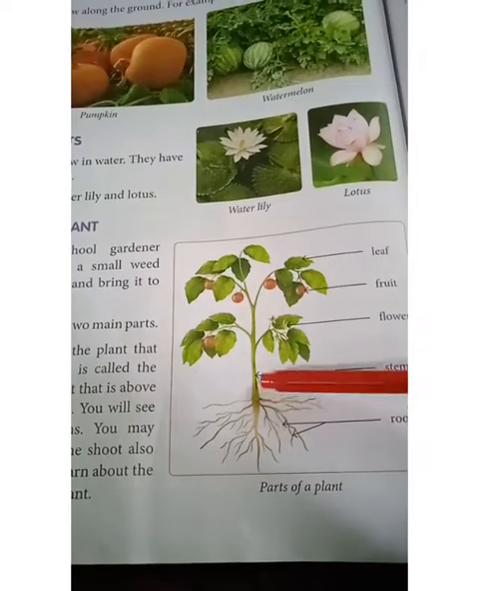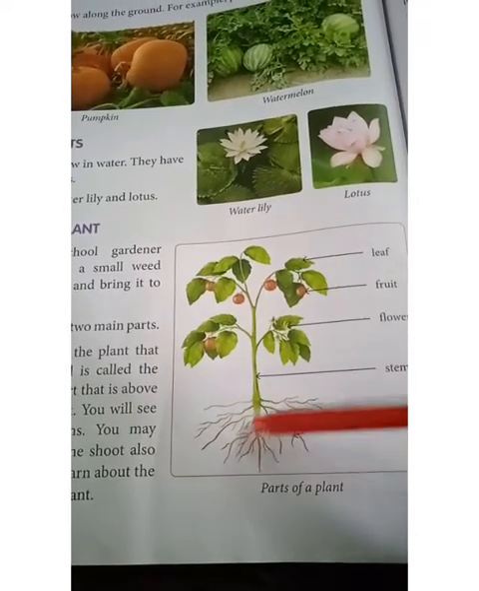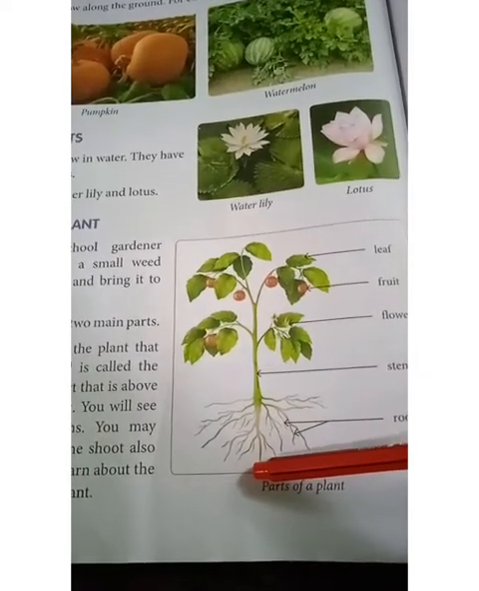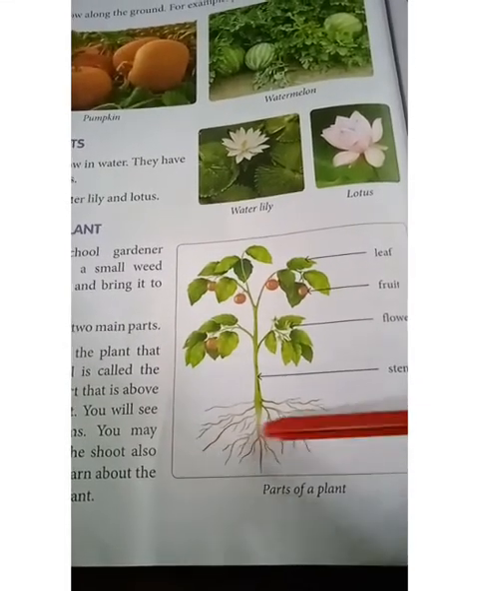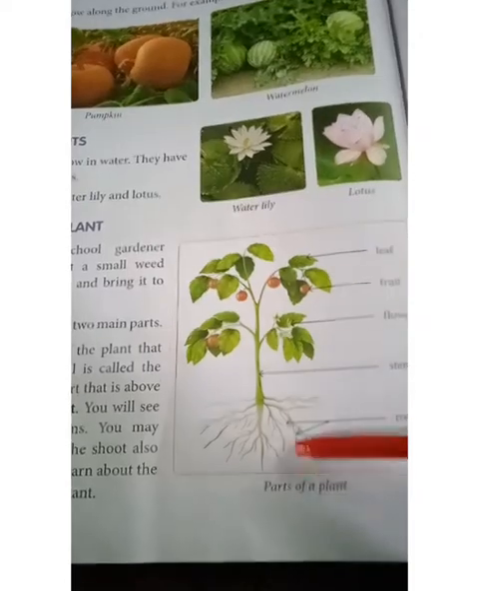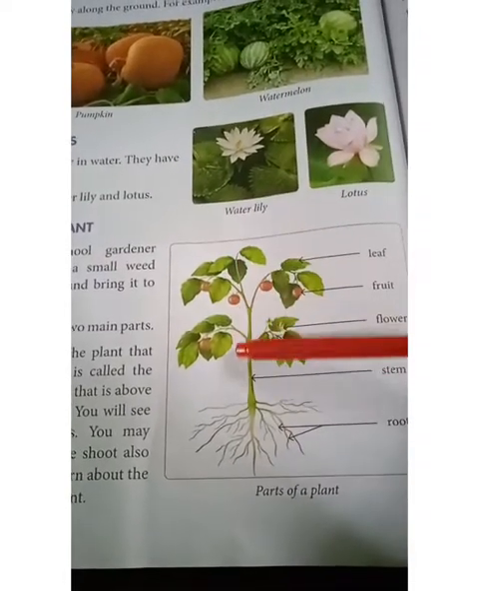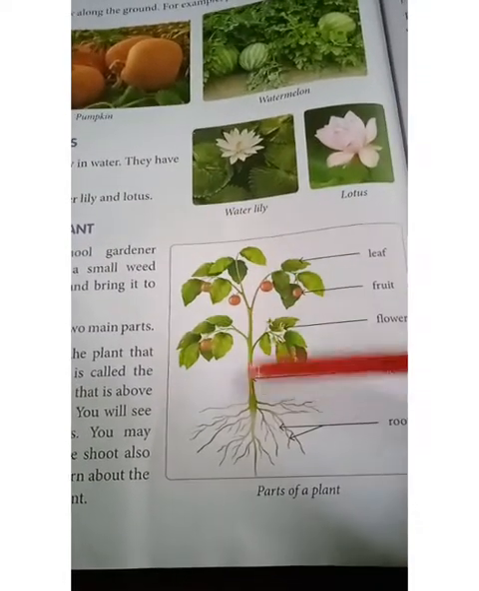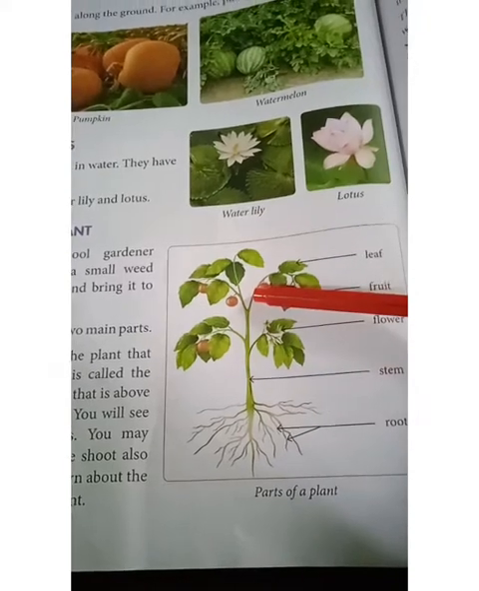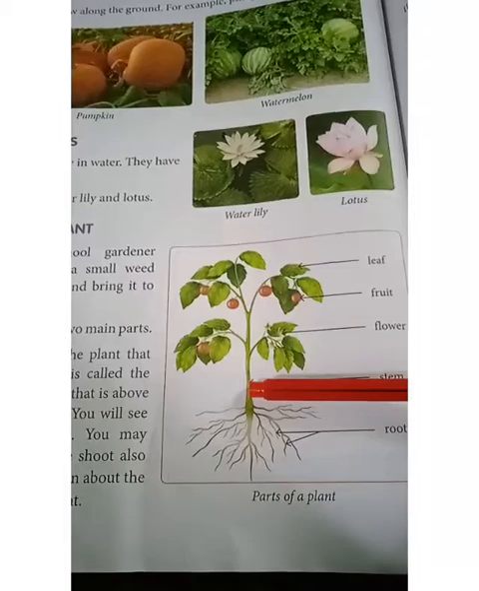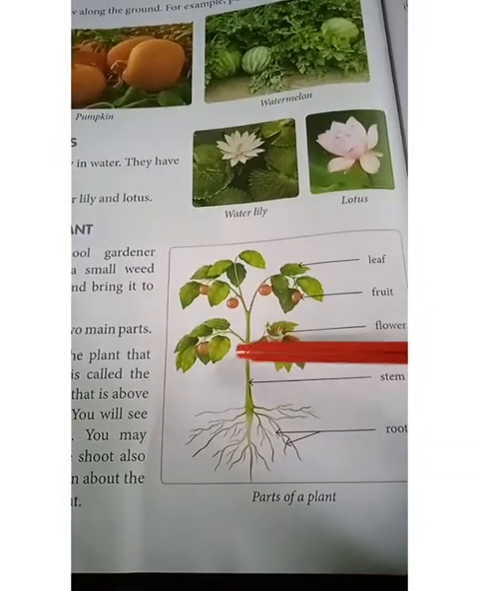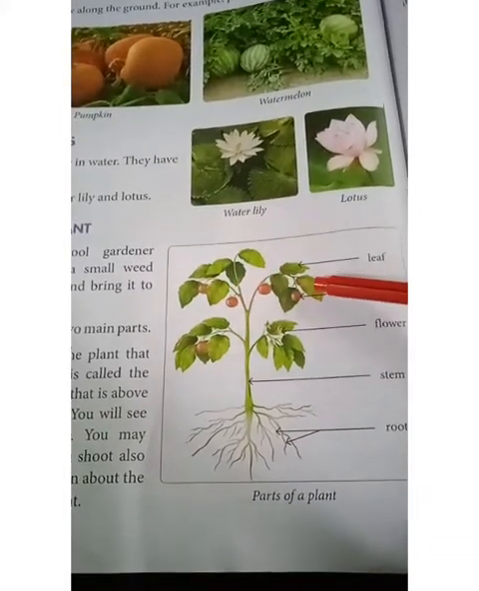Some plants have a long main root with many smaller roots growing from it. The shoot has a stem. The stem supports the plant. It bears branches and leaves. These are the branches and leaves.